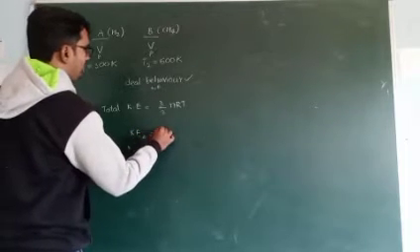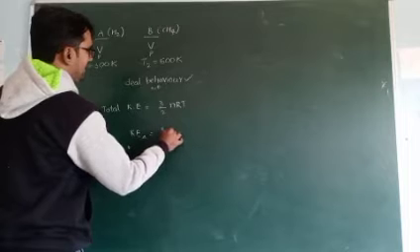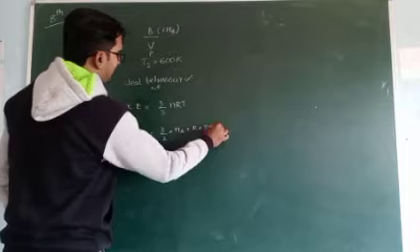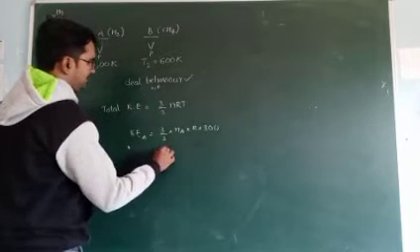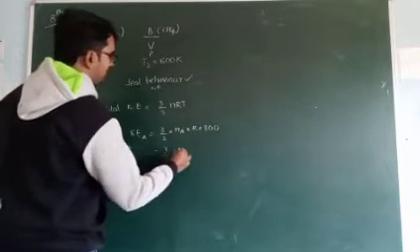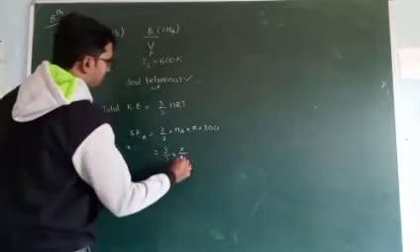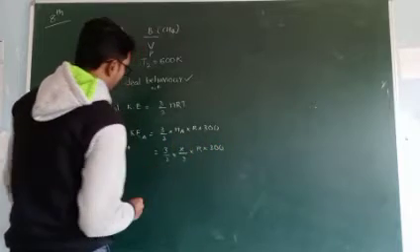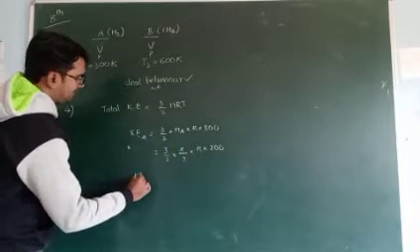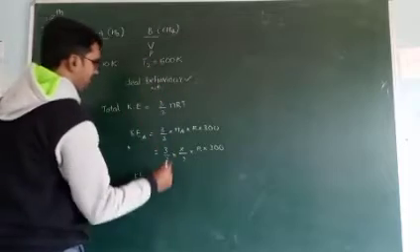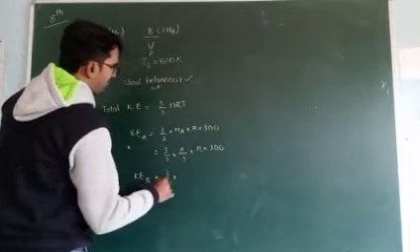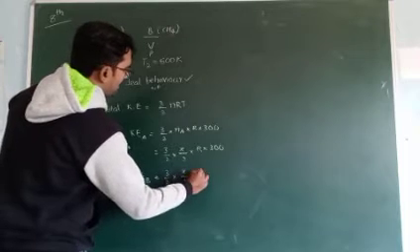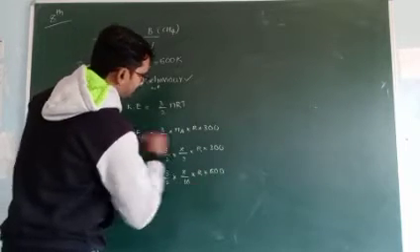So for the first one, KEA is equal to 3 by 2 nA into R into T, which is 300. That is 3 by 2 into x by molecular weight 2 into R into 300. For the second one, B, KE is 3 by 2, I will write the nB value, x by 16 into R into 600.